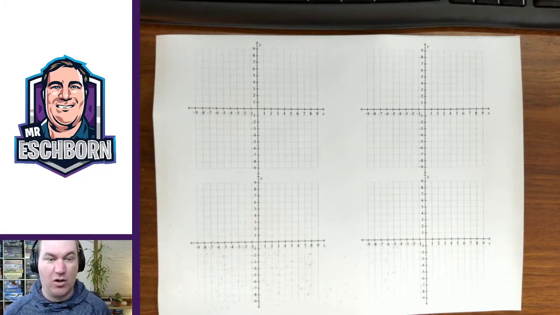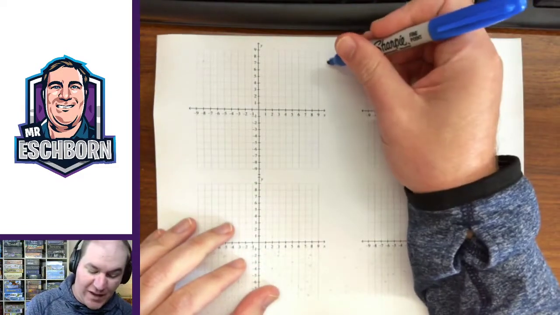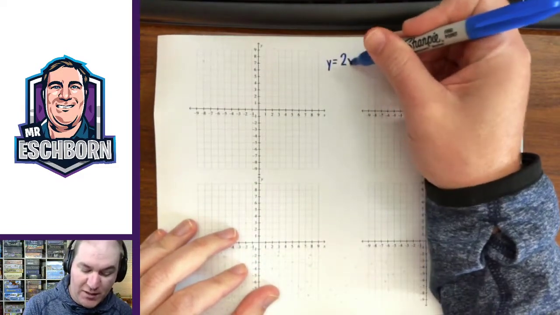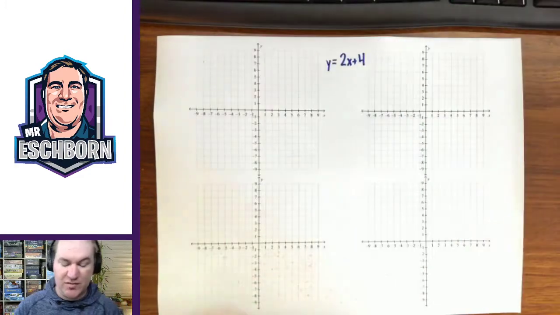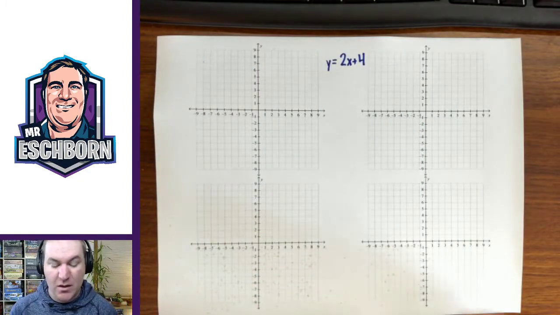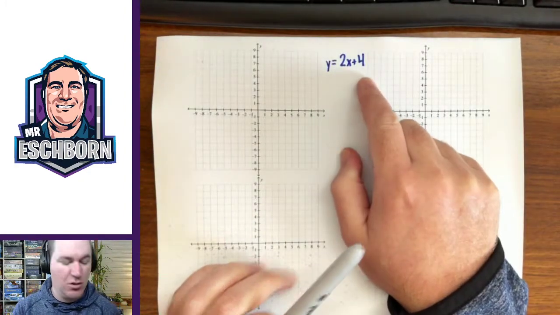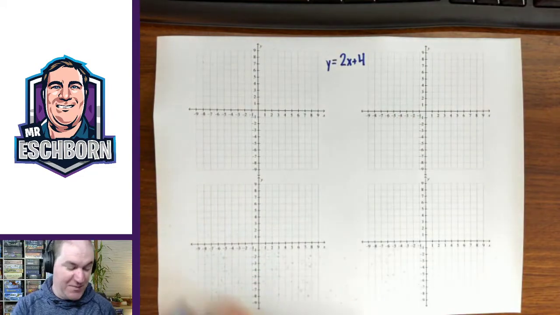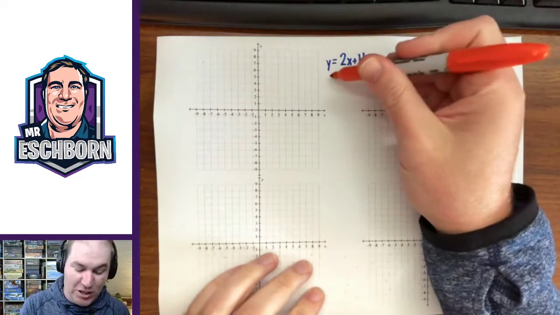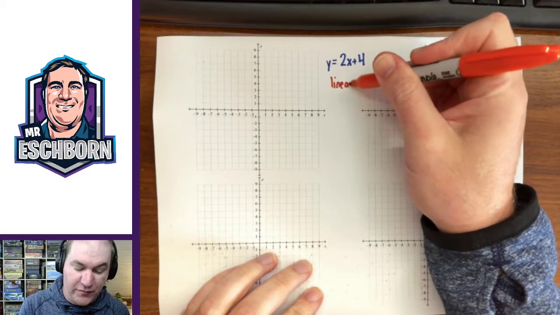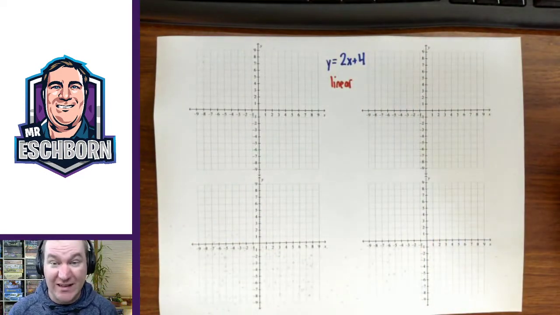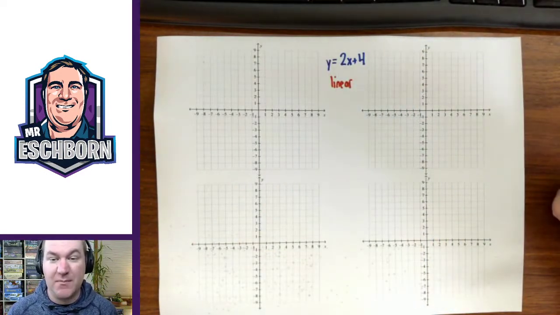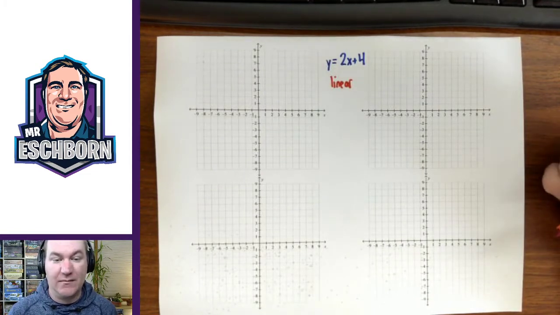Today we're going to talk about graphing lines from equations. So if I give you this equation, y equals 2x plus 4, this equation is a linear equation. What does it mean for an equation to be linear? Well, if you look at the first four letters of linear, you see line. And that's exactly what it means. A linear equation graphs to make a line.